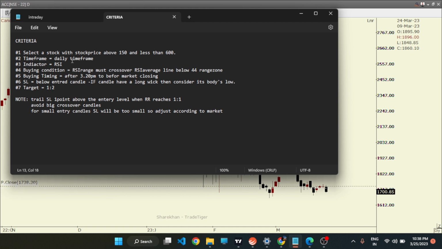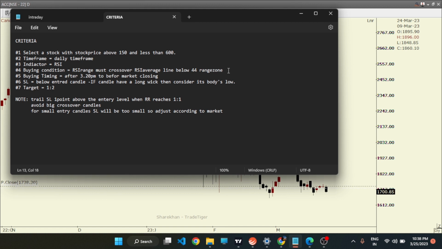So these are the criteria for the swing trading strategy. Criteria 1 says to select a stock with a stock price above 150 and less than 600. The stock value must be between 150 and 600, and the time frame we are going to use is the daily time frame. The indicator we are going to use is RSI, and the buying condition is that the RSI range must cross over the RSI average line below the 44 range zone.